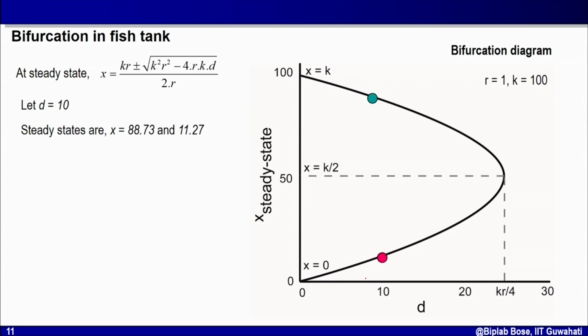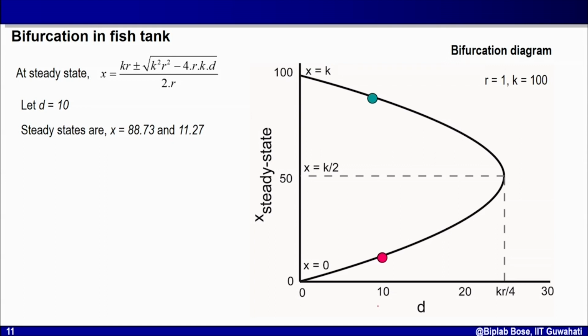I have a curve here, which is a parabolic curve, which represents the possible steady states when d is varied smoothly from 0 to kr by 4. Remember, when d is negative, I don't have anything real because d cannot be negative in this case. When it is bigger than kr by 4, I have no real solutions. In between 0 and kr by 4, this parabolic curve represents two possible steady states, and I want to calculate the stability of these possible steady states.